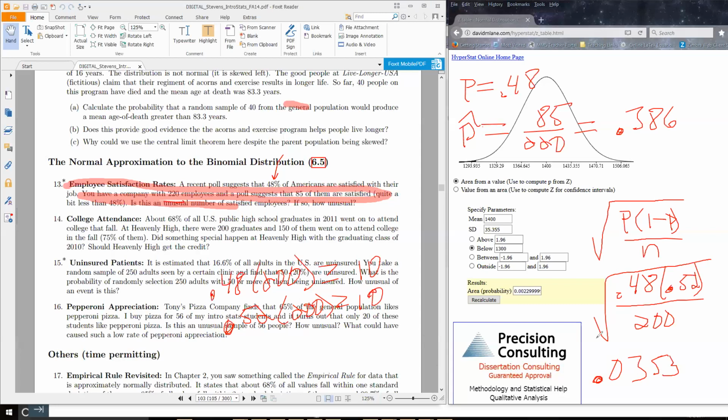And then I can use this David Lane applet. I could calculate a z-score. We're all set to calculate a z-score, and if you need some help doing that, let us know. But I'm going to try to use this normal David Lane applet.